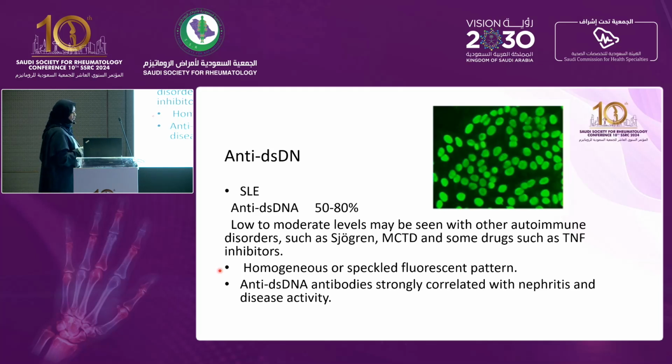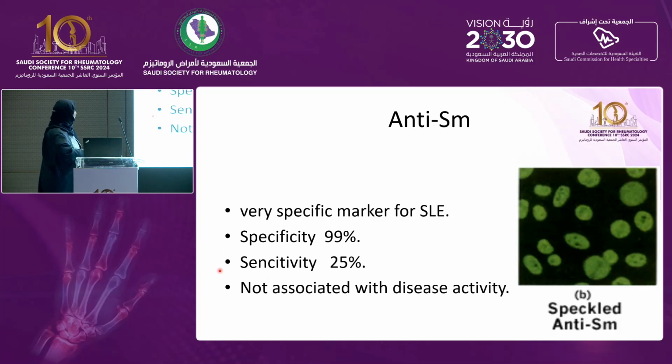Of course, anti-double strand DNA is for lupus. 50 to 80% of cases of lupus are positive, but it can be found in some of the other autoimmune diseases, and you know that it is strongly correlated with disease activity, especially nephritis. So not only at the diagnosis of lupus, but in your follow-up of the patient with lupus, you request the anti-DNA because it's important in follow-up, prognosis, activity, and renal involvement.